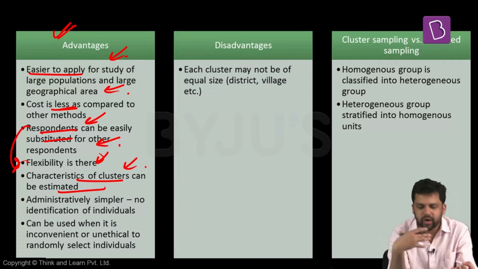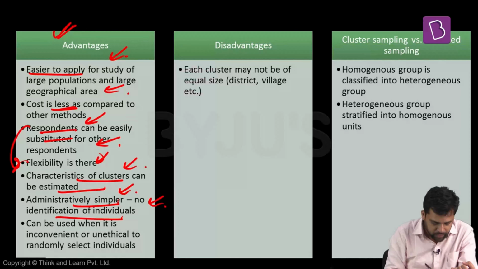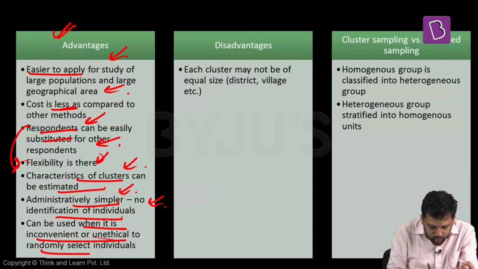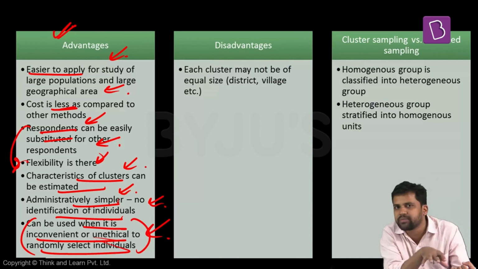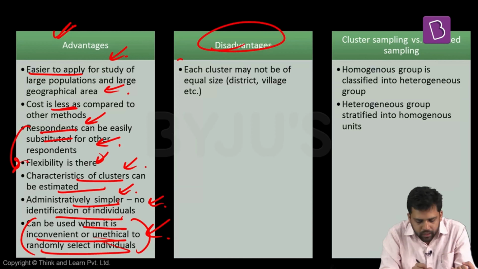You can also estimate the characteristics of different clusters from your research. It is also easier to administer these kinds of methods. You do not need to identify each and every individual. It can be used when it is inconvenient or unethical to randomly select individuals. We are not going for random selection here, so it is a better method than different kinds of random methods. But disadvantages are also there. Cluster sizes might not be the same.